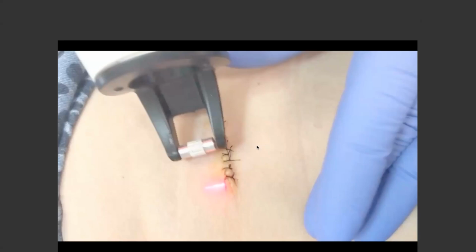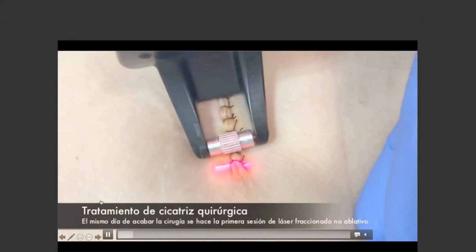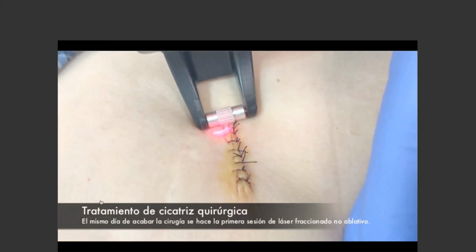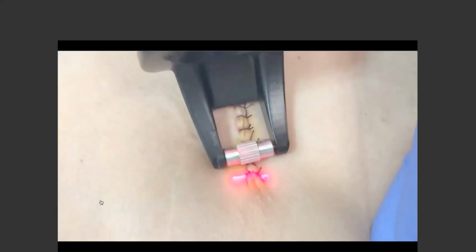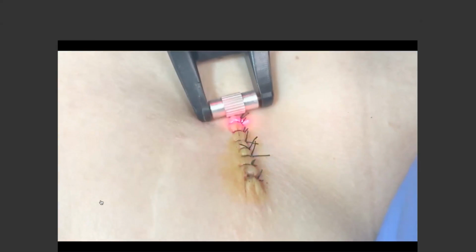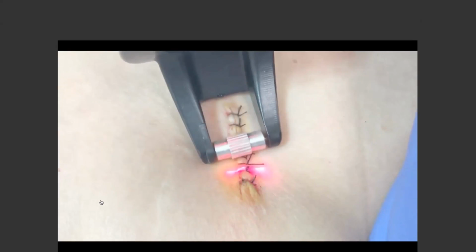So here we're going to see a recently removed basal cell carcinoma. This is immediately after the removal of a basal cell carcinoma. This wound was just stitched by myself, and after the stitching, we're going to apply the non-ablative fractional laser, the Frax 1550. There we go. This is immediately after putting the stitches. We're going to comment after that about the settings of the laser.